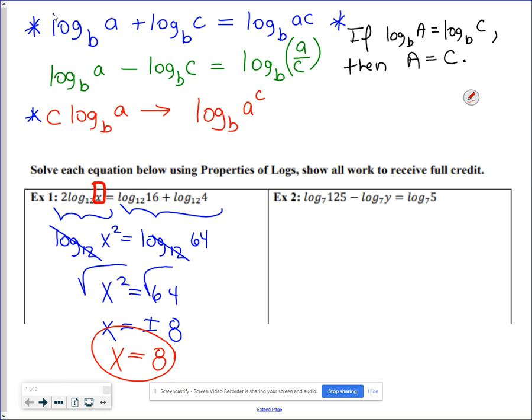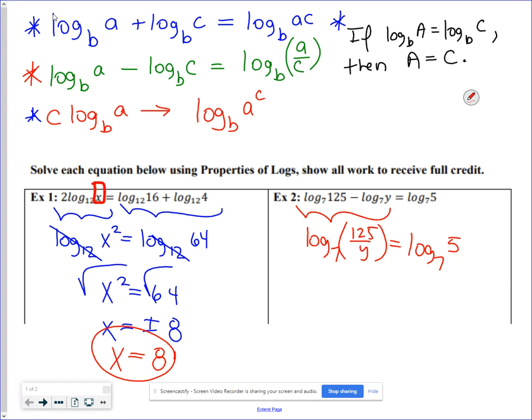All right, so let's look at example 2. Example 2, we're going to do it the same way. We want to rewrite both sides as a single log. Well, what are we doing on these two? Subtracting. They both have base 7. There's not a number in front of either of the logs. So we can use this rule right here and rewrite this as log base 7 of 125 divided by y. And that's equal to log base 7, which is 5.